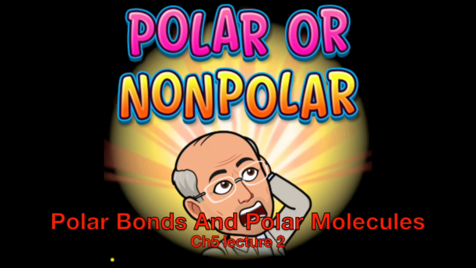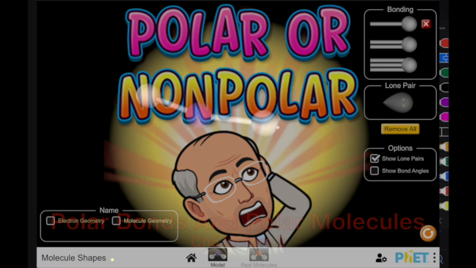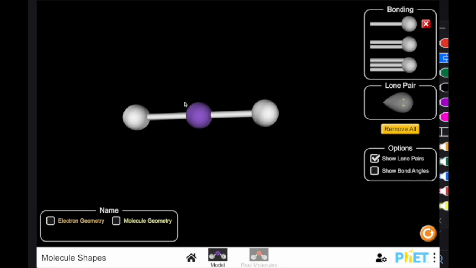Okay, so I really wanted to show you guys that simulation. I think using this simulation will really help you understand how VSEPR is working. Here's a central atom with two things connected.